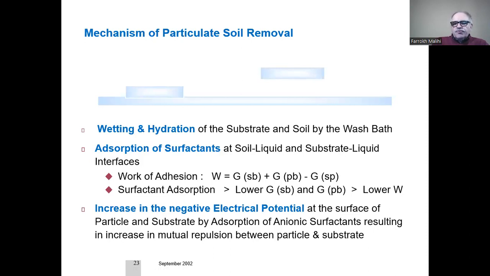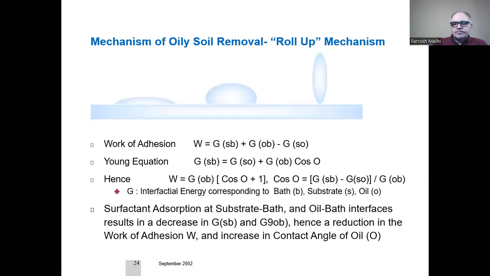In terms of removing solid soils, this mechanism includes wetting and hydration, as discussed earlier, adsorption of surfactant at the soil liquid and substrate liquid interfaces, which reduces the amount of work that is required to detach soil particles, and finally, adsorption of surfactants and the ions present in the water solution create a negative charge so that soil particles are repelled from each other.